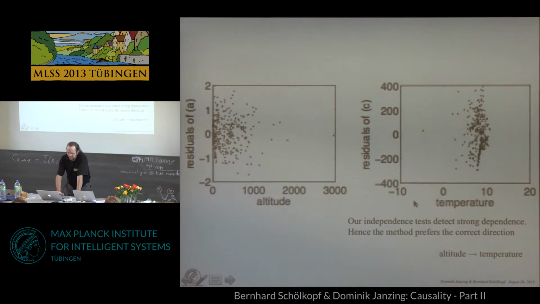And lo and behold, it turns out that the residuals are quite independent in this direction, and in the backward direction they are quite dependent. So we would, in this case, decide altitude causes temperature.